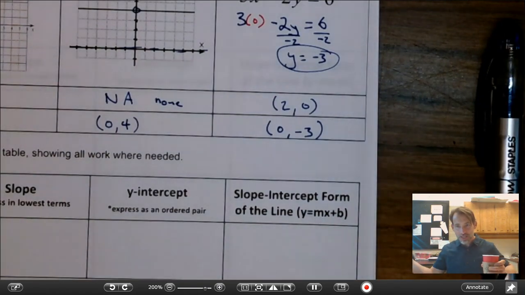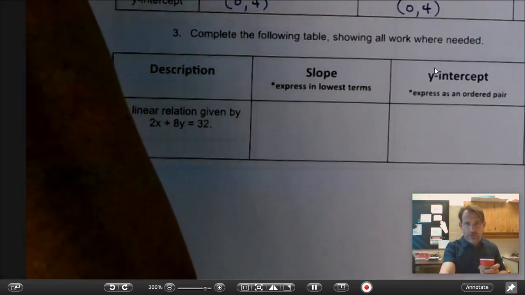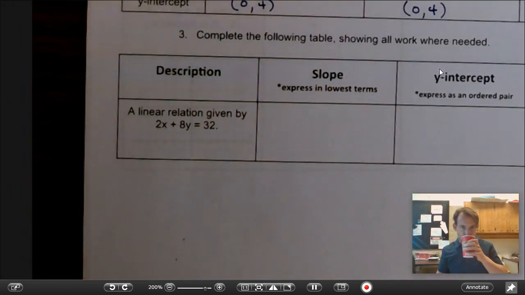Solve by substituting in x is 0 or y is 0. I don't memorize this stuff. I just visualize it. Okay.